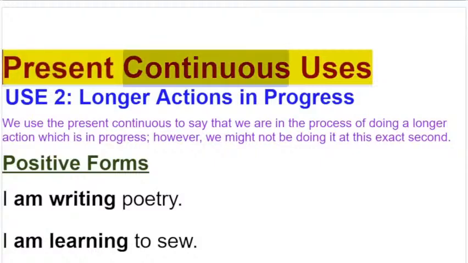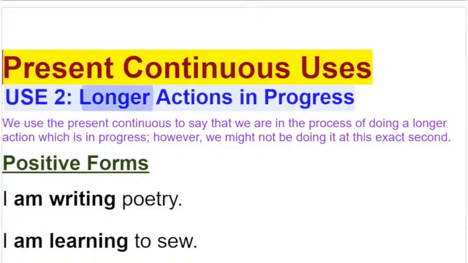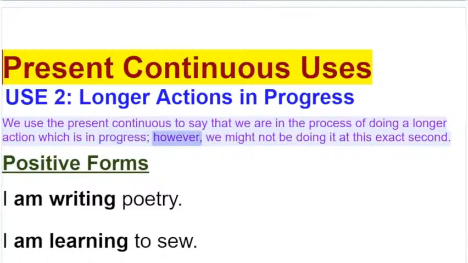Present continuous uses. Use 2. Longer actions in progress. We use the present continuous to say that we are in the process of doing a longer action which is in progress. However, we might not be doing it at this exact second.